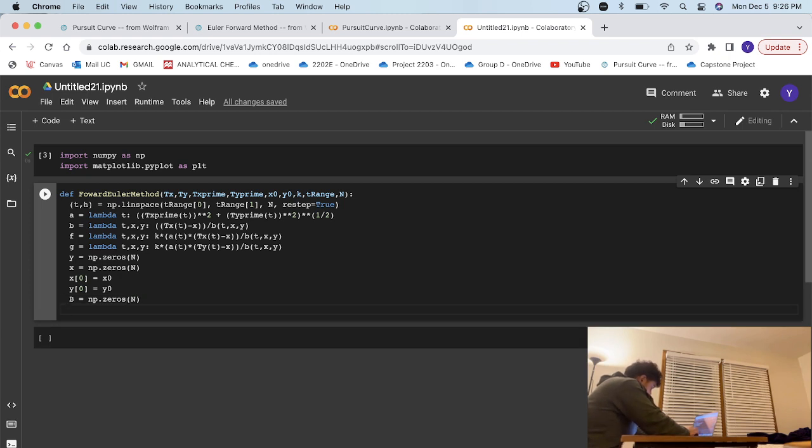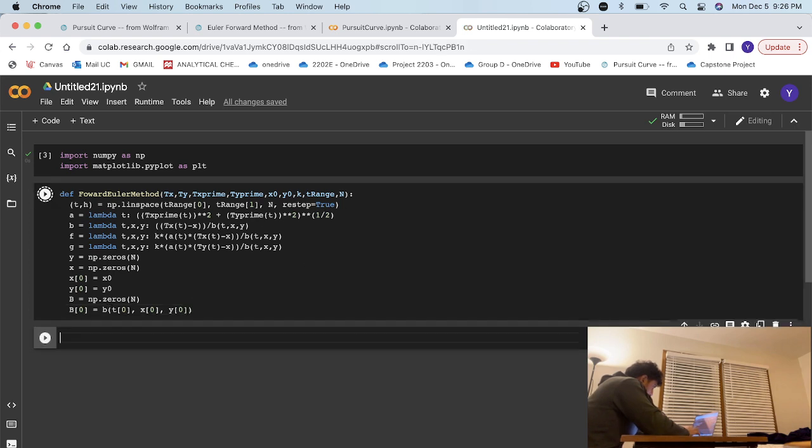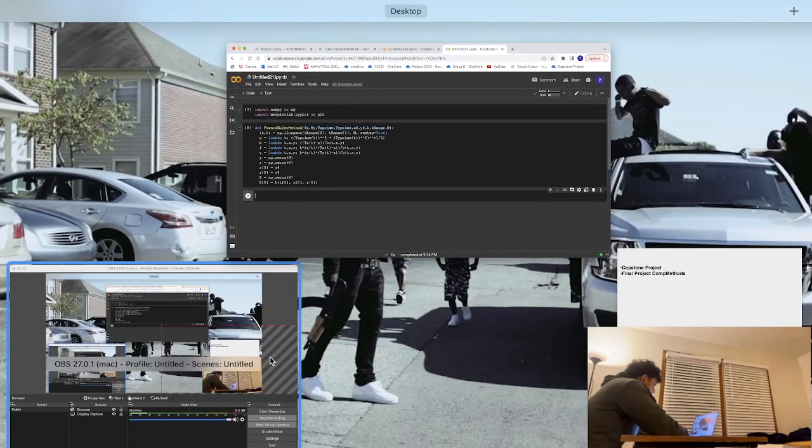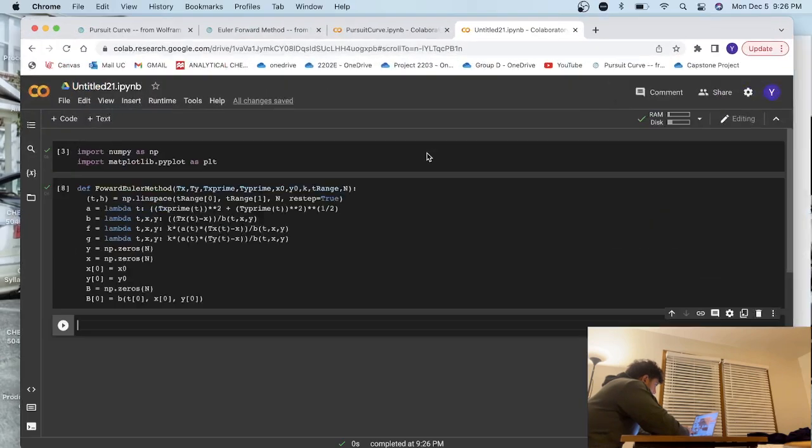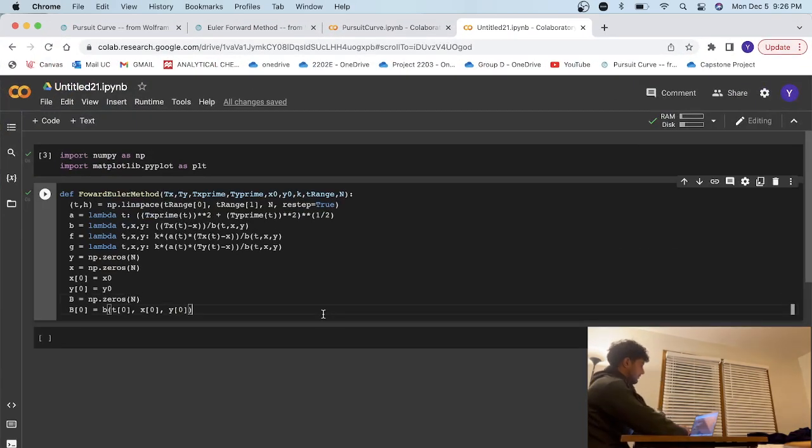But how are we going to define that? We're going to say b of the first element is equal to b(t of the first element, x of the first element, y of the first element). So what it is. Oh yeah, just making sure it's working. Okay, a lot explained in a very small amount of code.